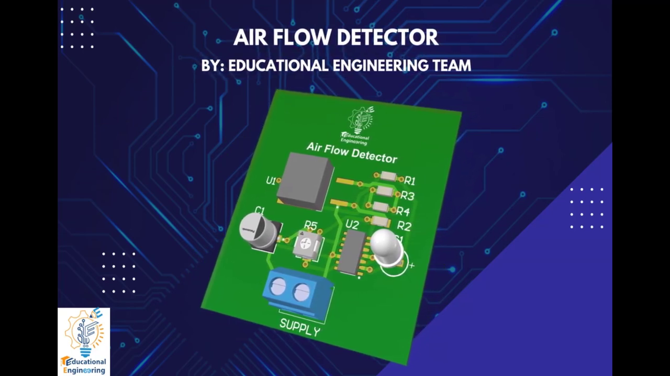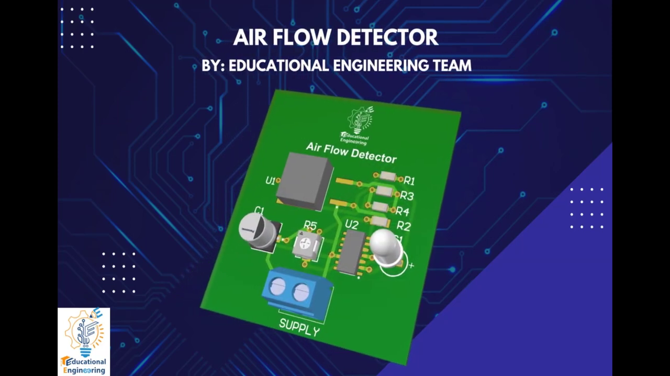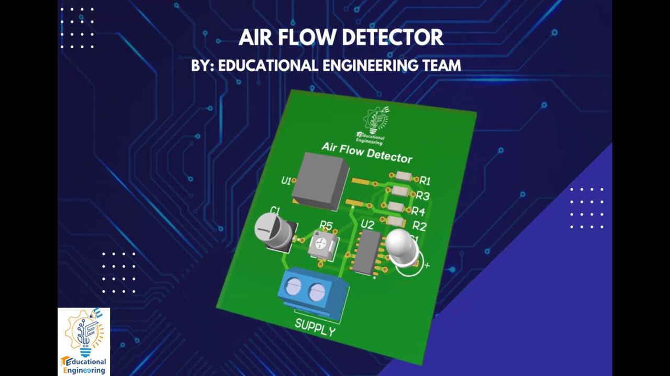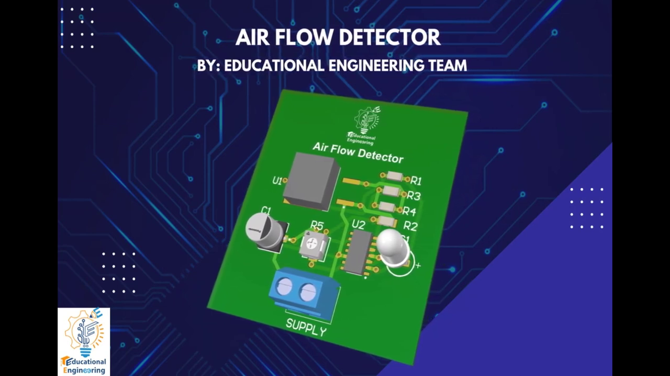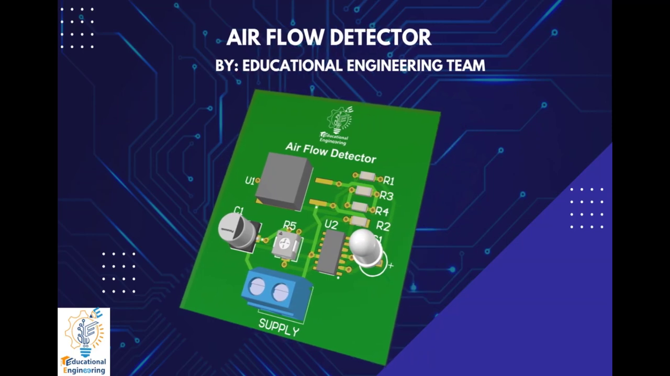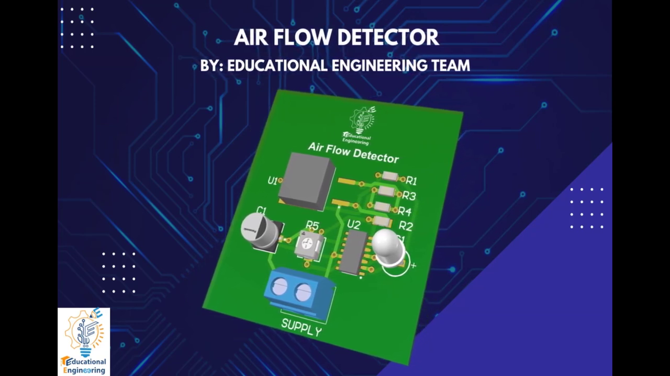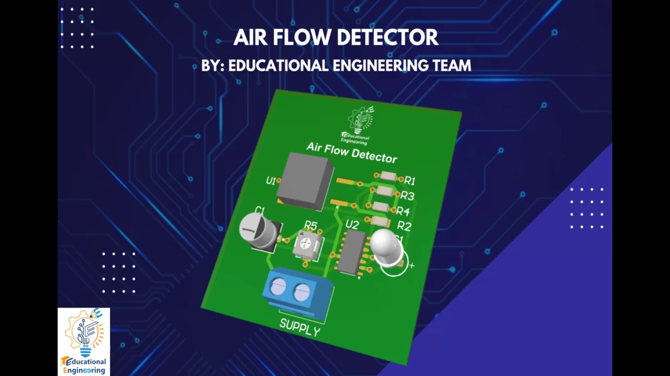This circuit can give a visual indication of the rate of airflow. It can also be used to check whether there is airflow in a given space. The variations of resistance will be picked up by the op-amp, and the brightness of the LED at its output will be varied proportionally to the airflow. So now, let's start designing it using Altium Designer.